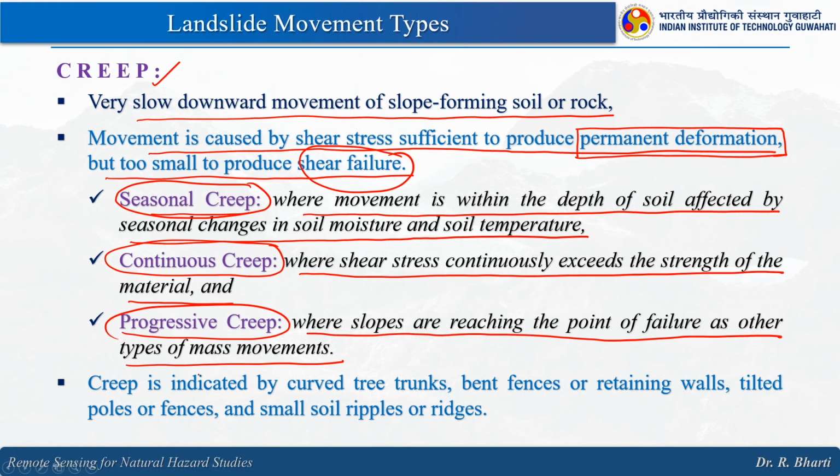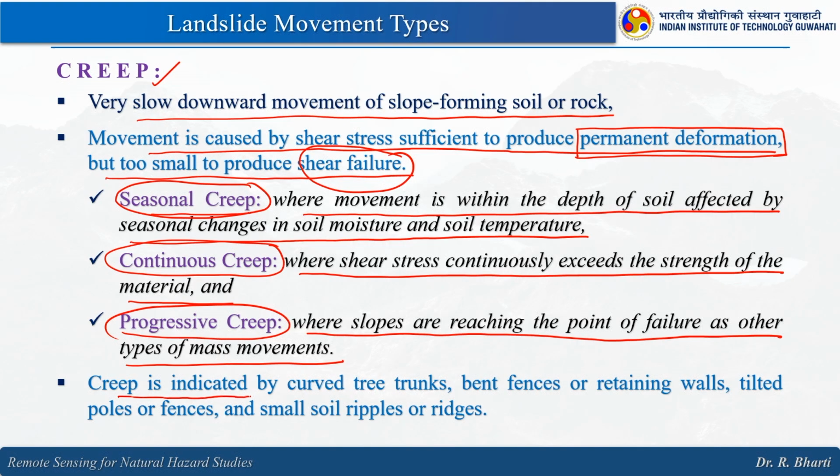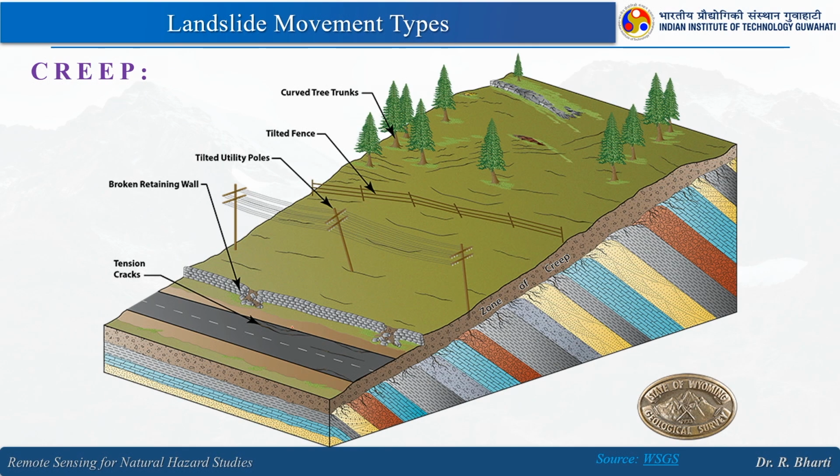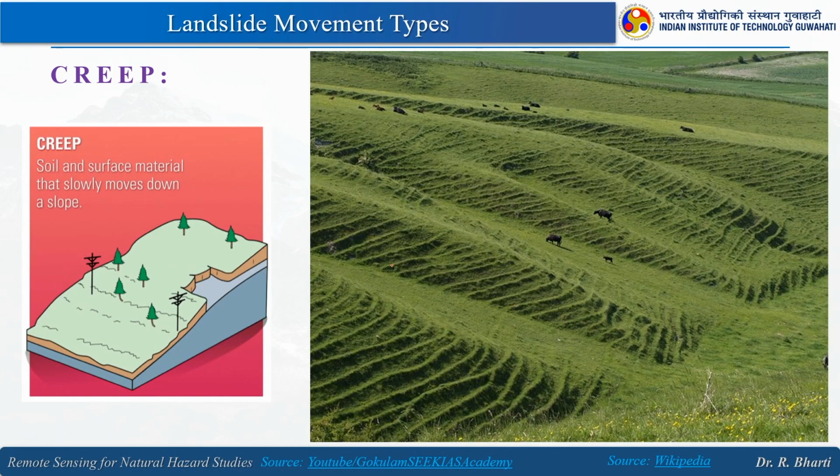So, as I told you, the velocity is very low and it will be very hard to notice, but there are a few indicators. Creep is indicated by curved tree trunks, bent fences or retaining walls, tilted poles or fences and small soil ripples or ridges in the field. You will understand by looking at this particular diagram. Here you can see there is a change in the orientation, right. I hope you are able to see these angles. In the field you can see this kind of ripple mark.